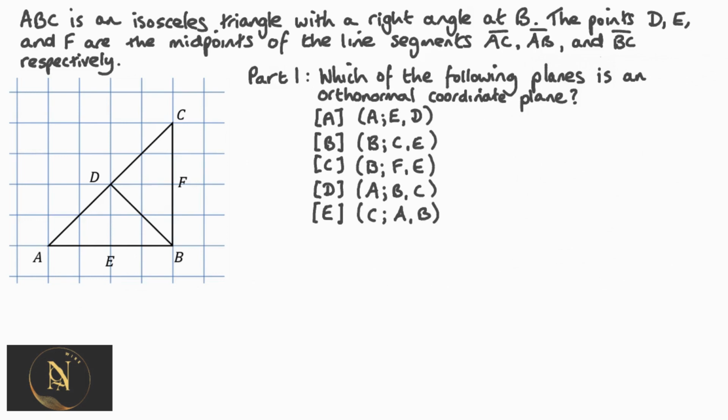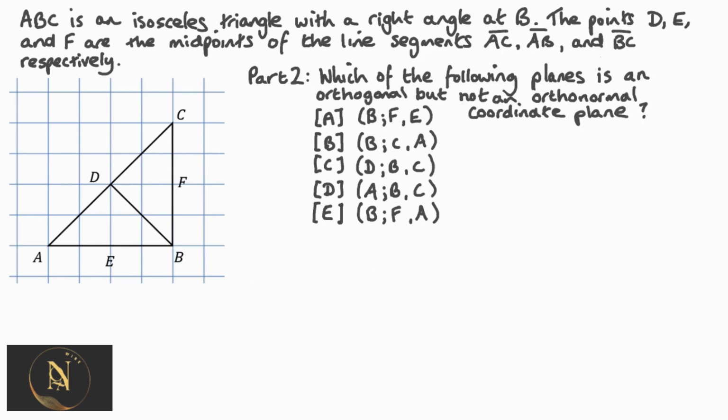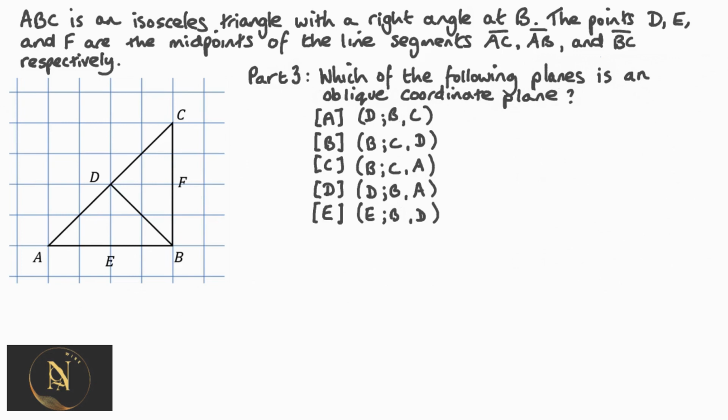Part 1 asks us which of the given planes is an orthonormal coordinate plane. Part 2 asks us which of the following planes is an orthogonal but not an orthonormal coordinate plane. And Part 3 asks us which of the following planes is an oblique coordinate plane.